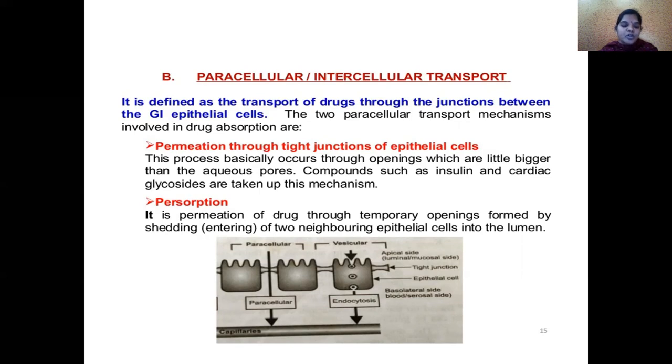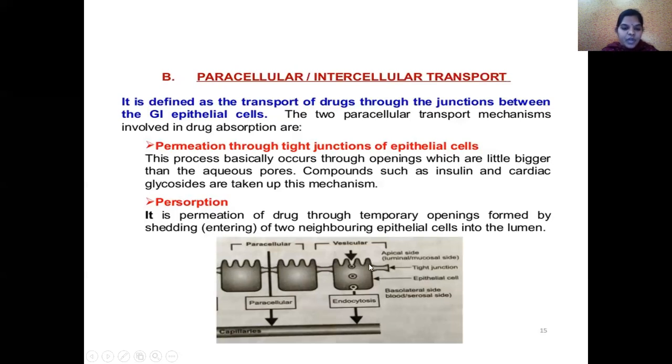Here, the transport of drugs will occur in between the cells. How? Through the tight junctions which are joining the adjacent epithelial cells. See here in this diagram, it is showing a clear picture of where the tight junctions will be. In between, these are the epithelial cells, and the tight junction is joining these cells to each other.